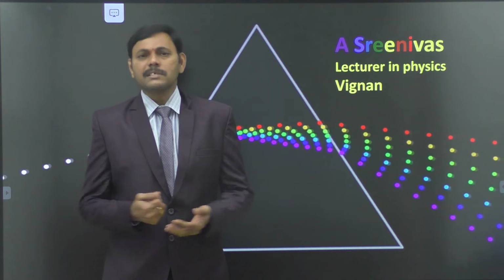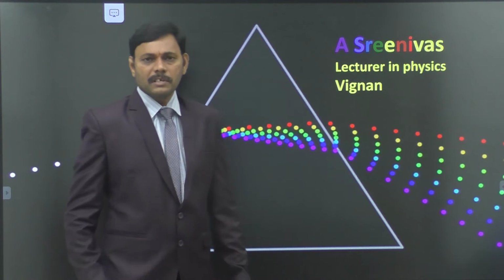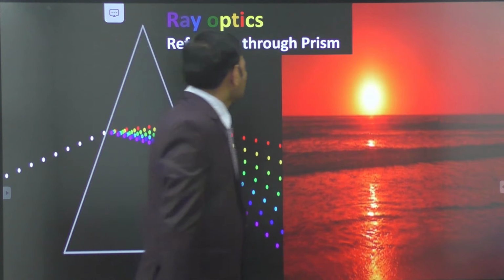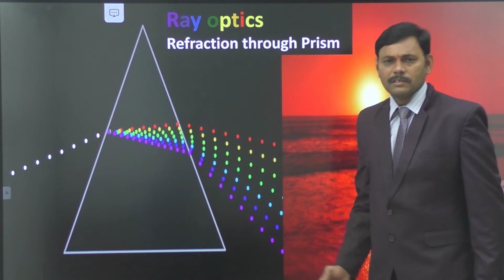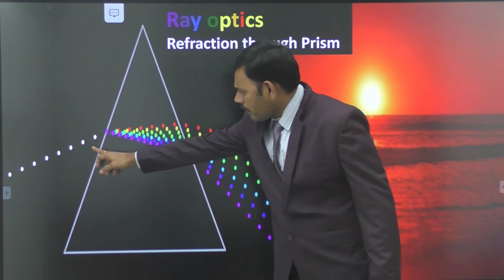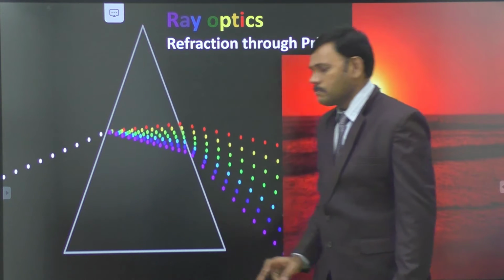Students, we have been discussing the ray optics chapter. In this part of the discussion, we would like to discuss refraction through a prism. Here, in this animation, you are observing a white light incident on the prism. This is the first refracting surface of the prism.